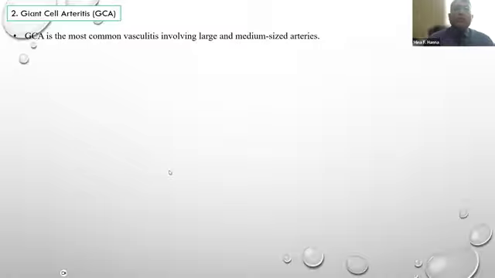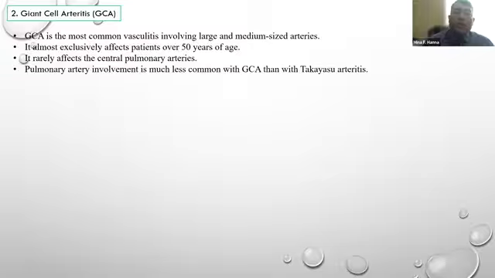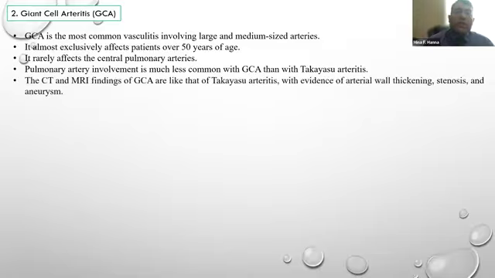Giant cell arteritis is the most common vasculitis involving large and medium-sized arteries. It almost exclusively affects patients over 50 years and rarely affects the central pulmonary artery. Pulmonary artery involvement is much less common with giant cell arteritis compared to Takayasu. And CT and MRI findings are like those of Takayasu, nothing changed, because it's again inflammation in the wall of the arteries.